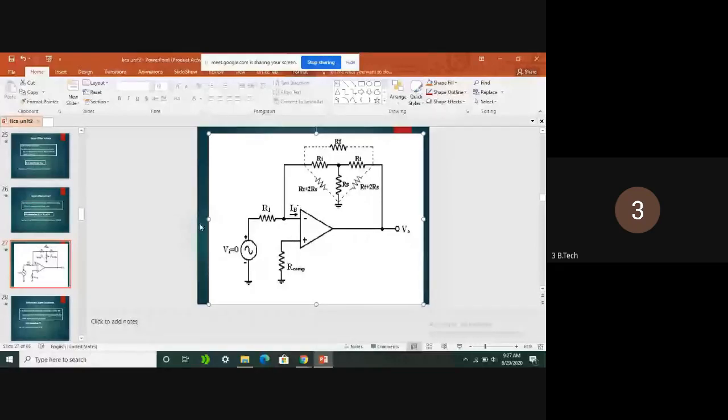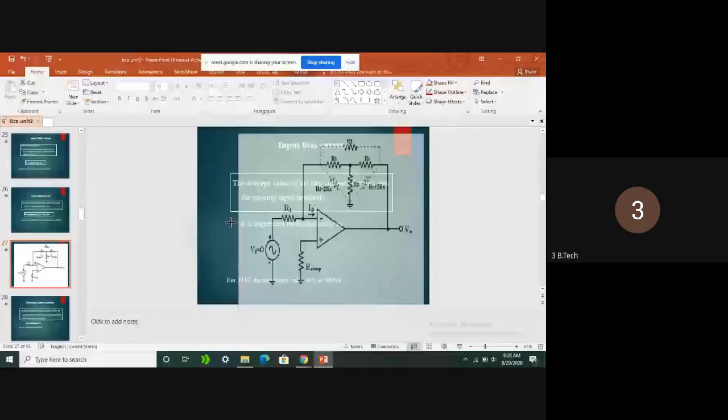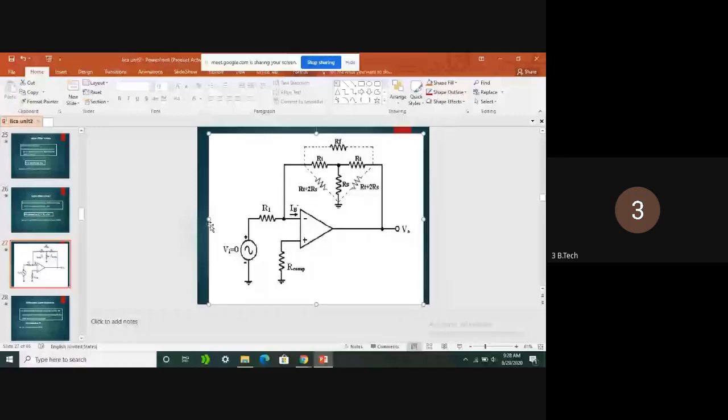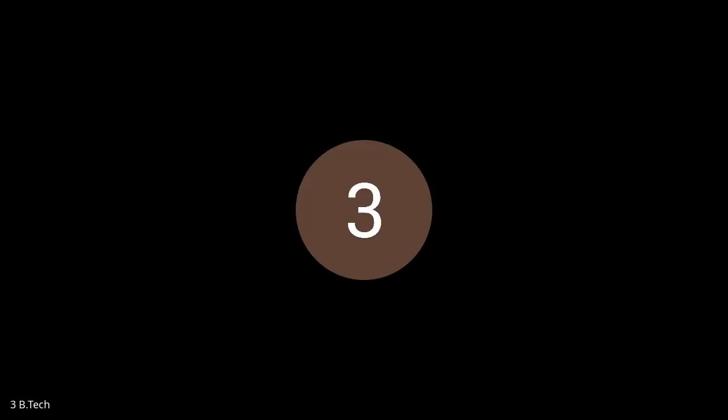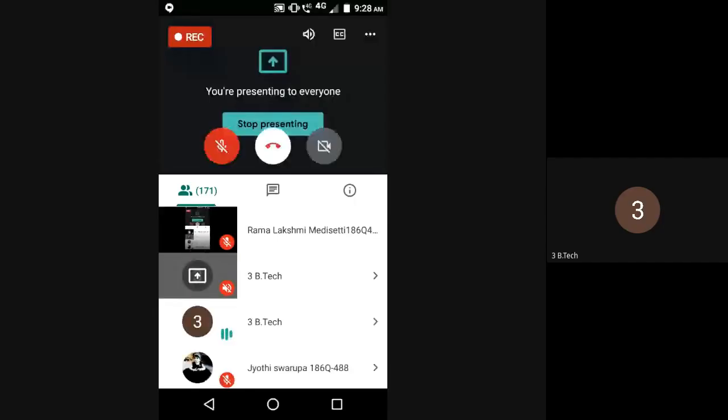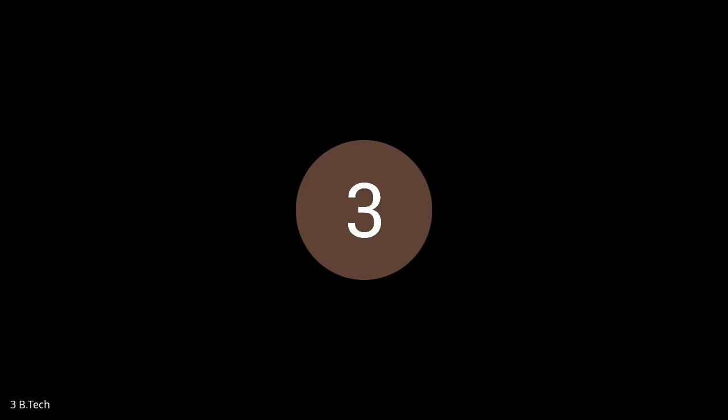We need to mention this very clearly. The bias current for an operational amplifier is nothing but the ratio of the two base currents at the input terminals of the operational amplifier. That is IB1 plus IB2 by 2. That is the formula for the bias current of an operational amplifier. For IC741, it is 500 nanoamperes. As it is a current, we need to mention its unit, ampere.